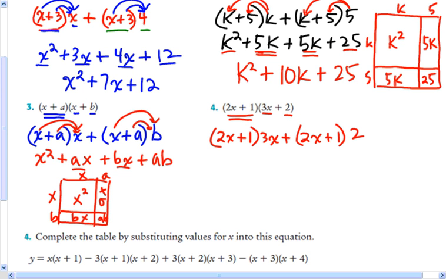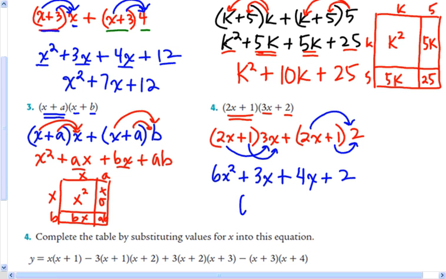And expand each of those using the distributive property. This times this, and this times this. So 2x times 3x, I am going to write that as 2 times 3 is 6, x times x is x squared, plus 3x times 1 is 3x, plus, now we need to distribute this, 2x times 2 is 4x, and 1 times 2 is 2. And I can simplify: 6x squared plus 7x plus 2.